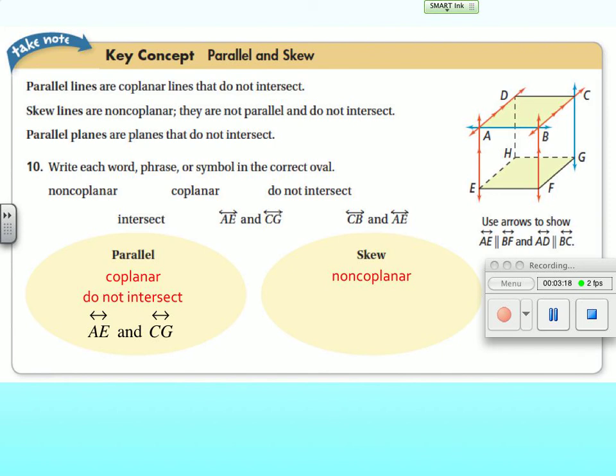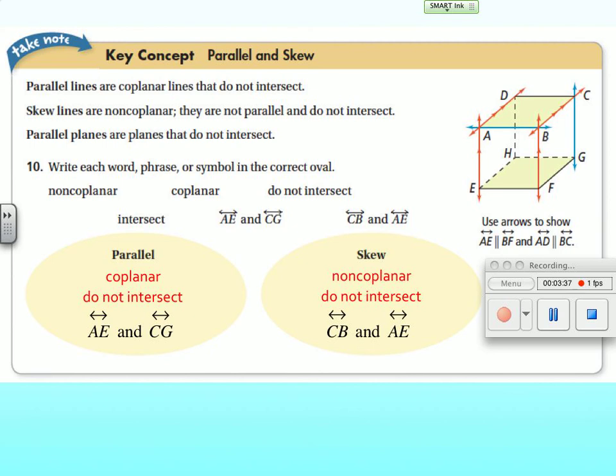Now skew lines are, again, non-coplanar. They're not in the same plane. They do not intersect, so that intersect there was just there to throw you. And finally, I could say that line CB and line AE are skew lines. They are not in the same plane, and they will never intersect.